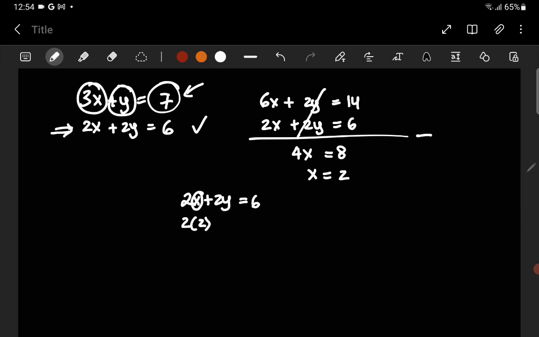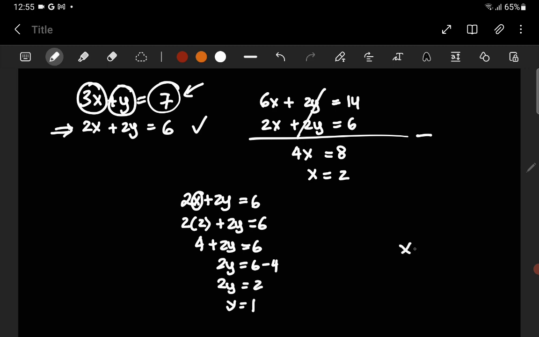So 2 times 2 plus 2y is equal to 6. And then 4 plus 2y is equal to 6. 2y is equal to 6 minus 4. 2y is equal to 2. And then y is equal to 2 divided by 2, which is what? 1. Okay. So the value of x is 2, and then y will be 1.